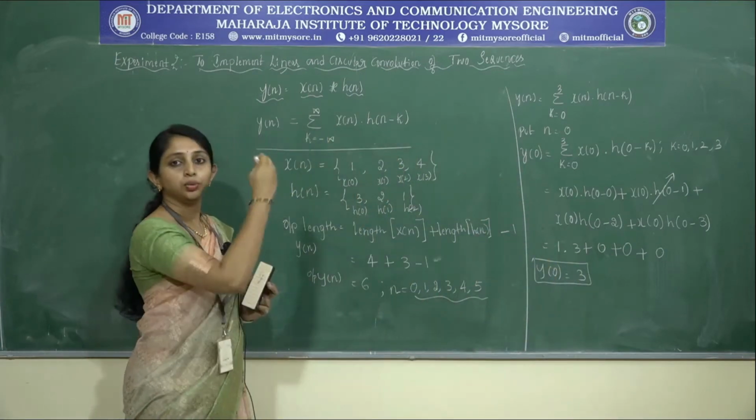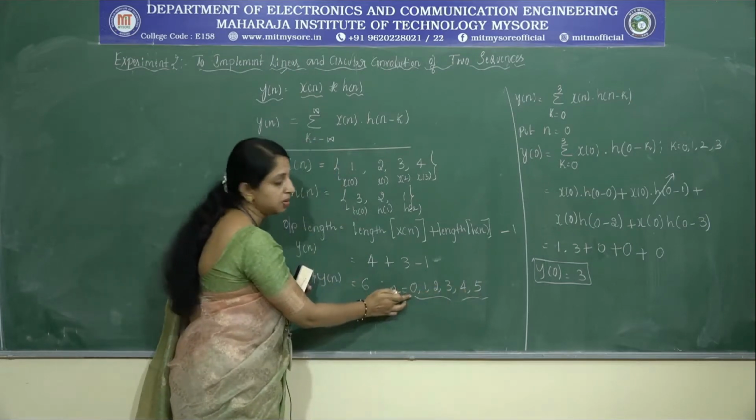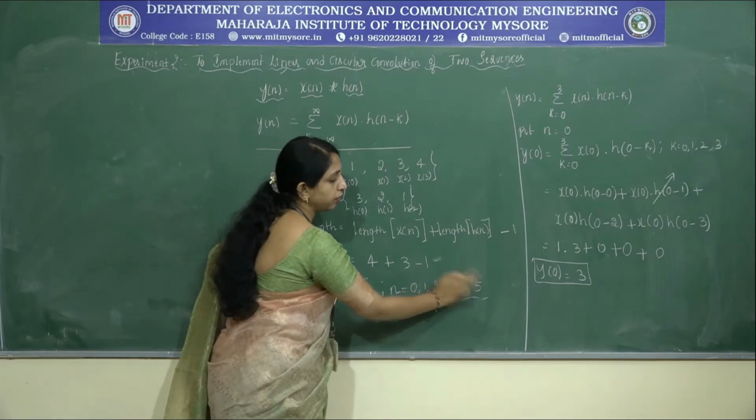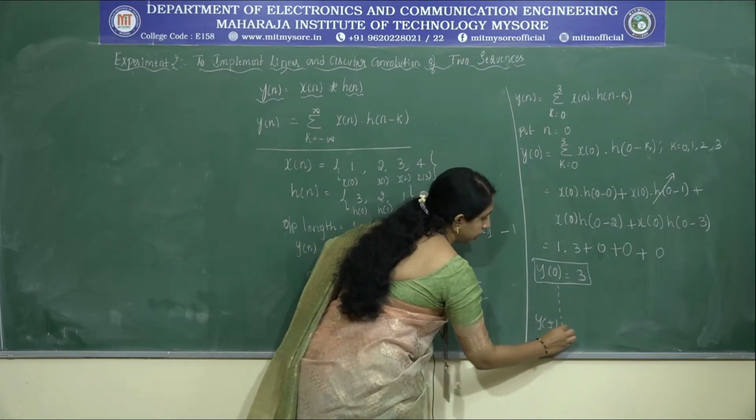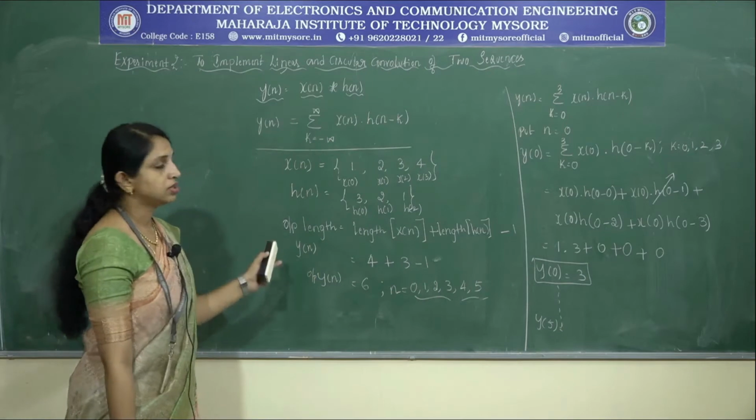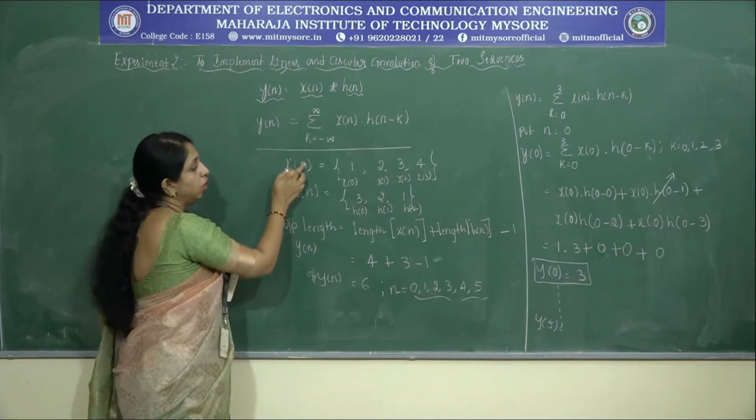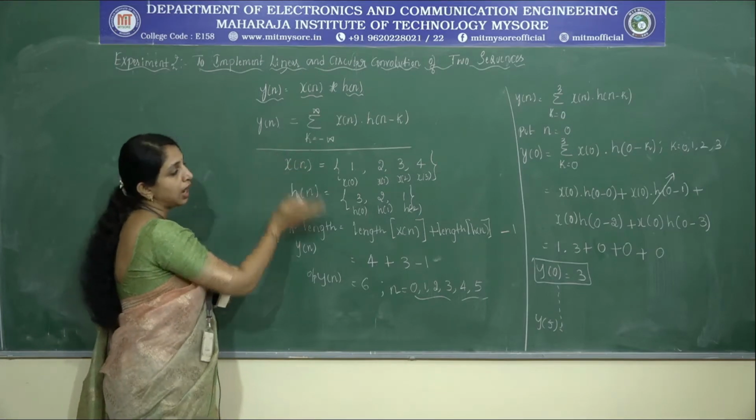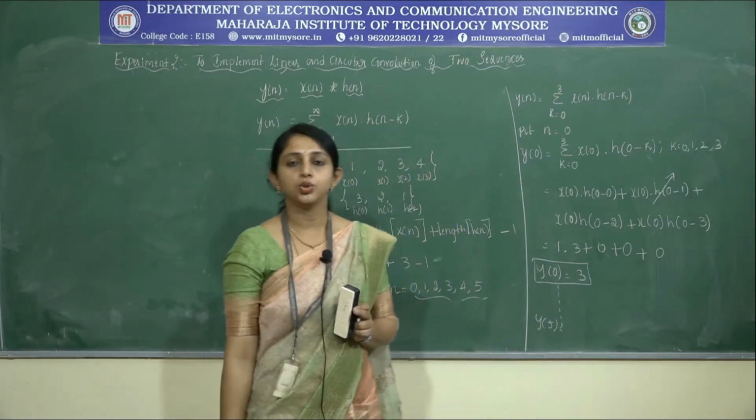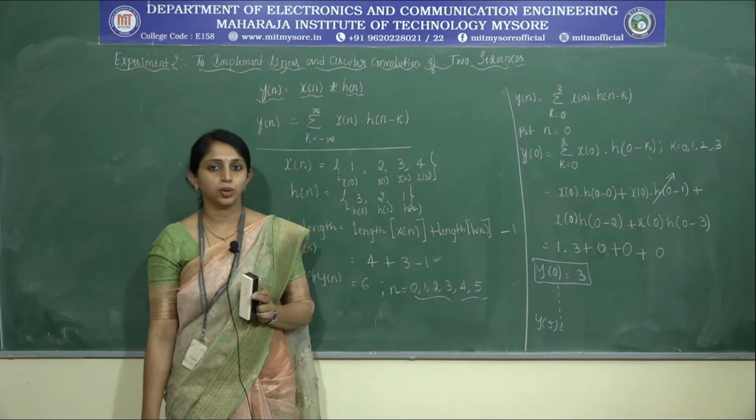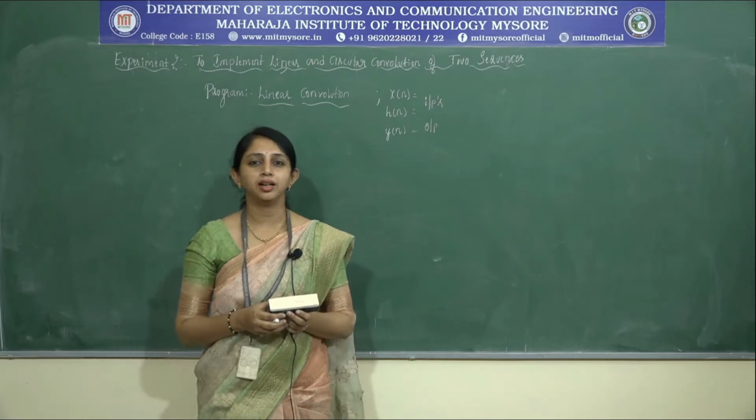Okay. So similarly, you need to solve this equation for all the n values starting from 0, 1, 2, 3, 4, 5. So still you need to solve this up to y of 5. So this is solving a linear equation of two sequences. So after solving this, now let us try to write a program for the linear convolution between the two different sequences. Now let us see how to write a program for linear convolution.